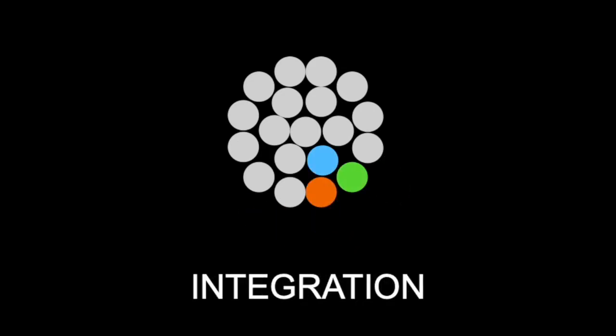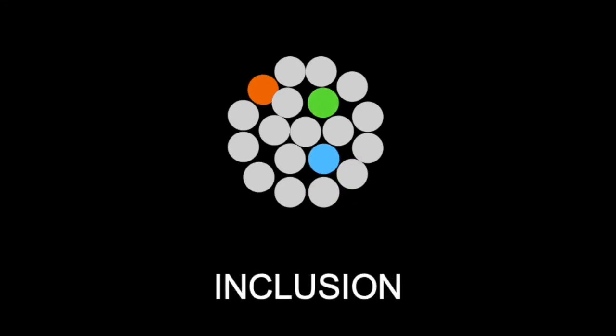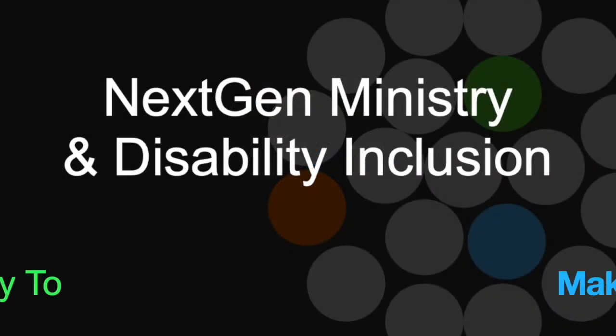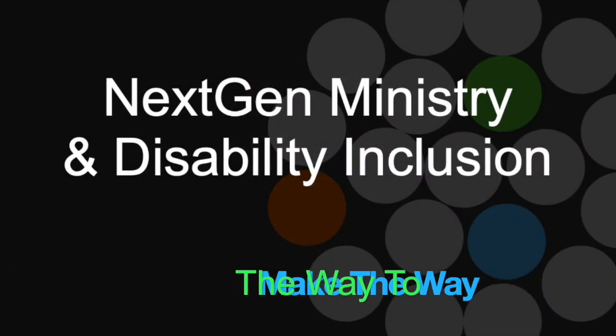Next, we have integration. Integration means that groups of people are all together within a larger group, such as a disability ministry classroom. And here we have inclusion. Inclusion means that all students, including those who have developmental disabilities, are all part of the general group. Everyone is in the same environment, but not everyone will need the same supports. So how do you plan for this new inclusive plan?